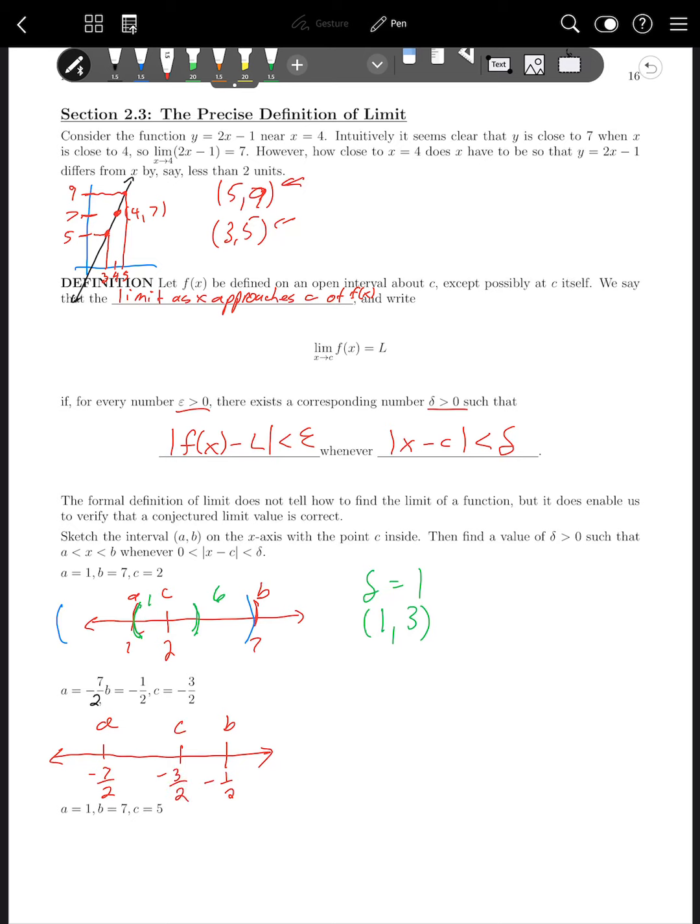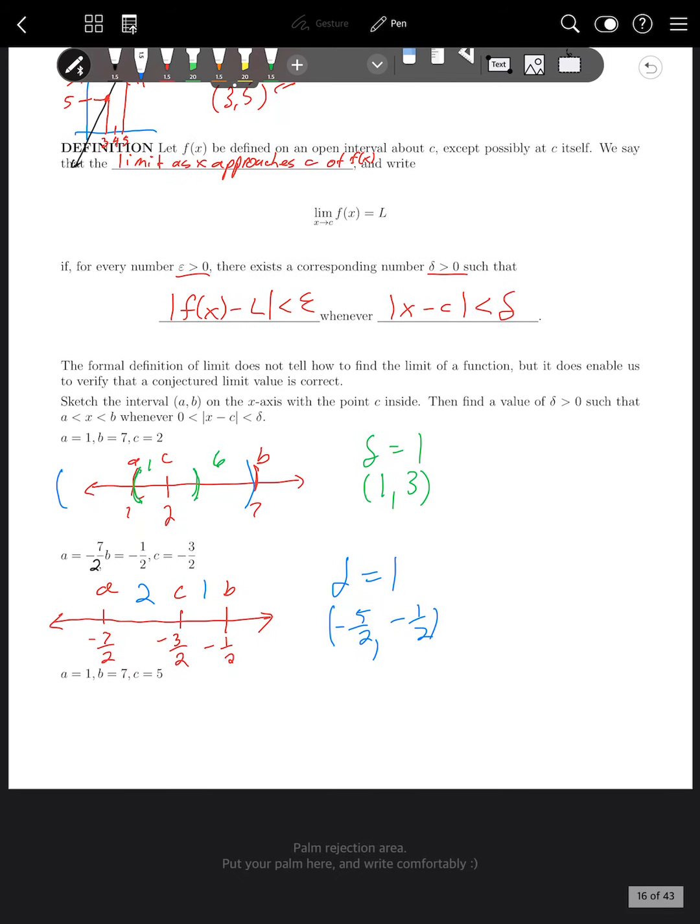And so to figure out our delta again, we just want to pick the smaller of the two distances. So in this case, the distance from negative 7 halves to negative 3 halves is 2. The distance from negative 3 halves to negative 1 half is 1. So just like in the first example, delta would equal 1. In this case, our region would be from negative 5 halves to negative 1 half. Okay, so that's the idea. So why don't you all take a moment and pause the video and try the last one.